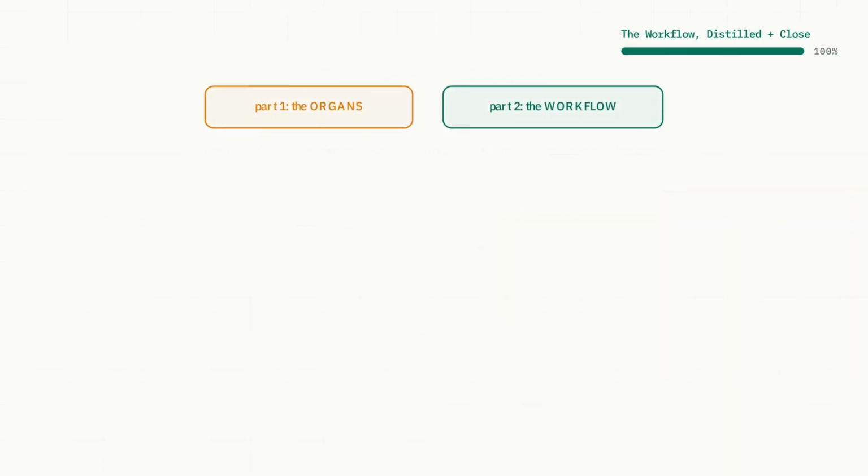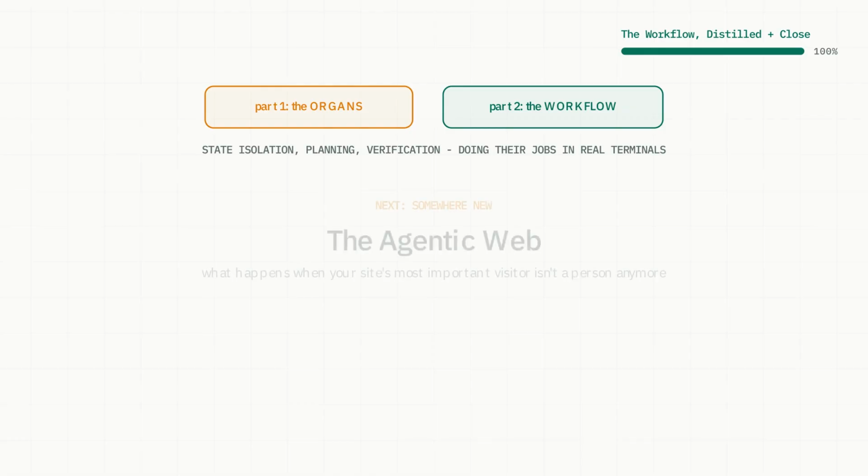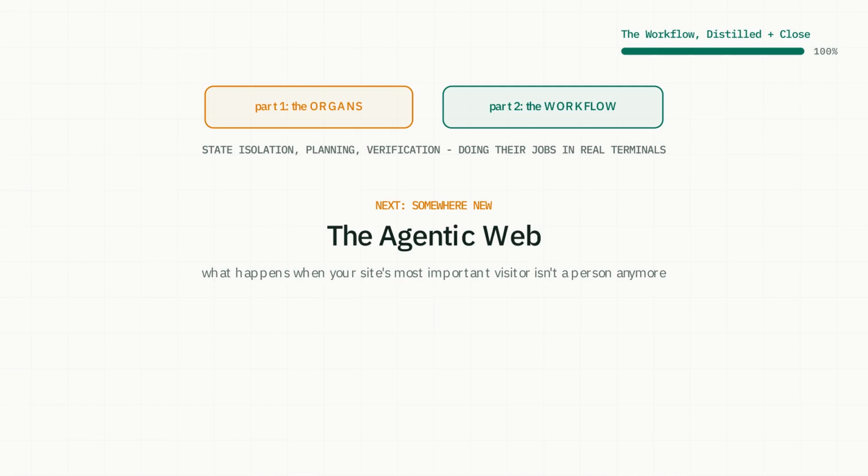And that's Agent Engineering Part 2. The anatomy video gave you the organs. This one gave you a workflow where you can watch state isolation, planning, and verification do their jobs in real terminals. Next on the channel, we're going somewhere new, the agentic web: what happens when your site's most important visitor isn't a person anymore, and how builders should prepare for agents as first-class users.